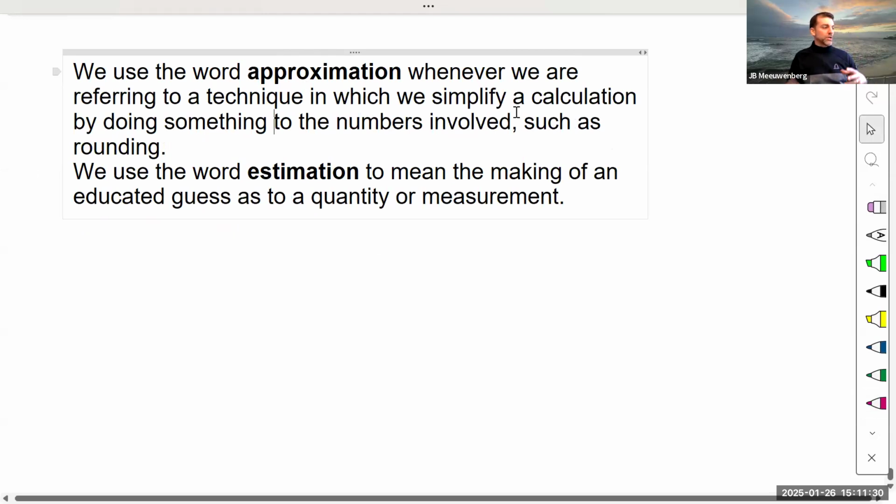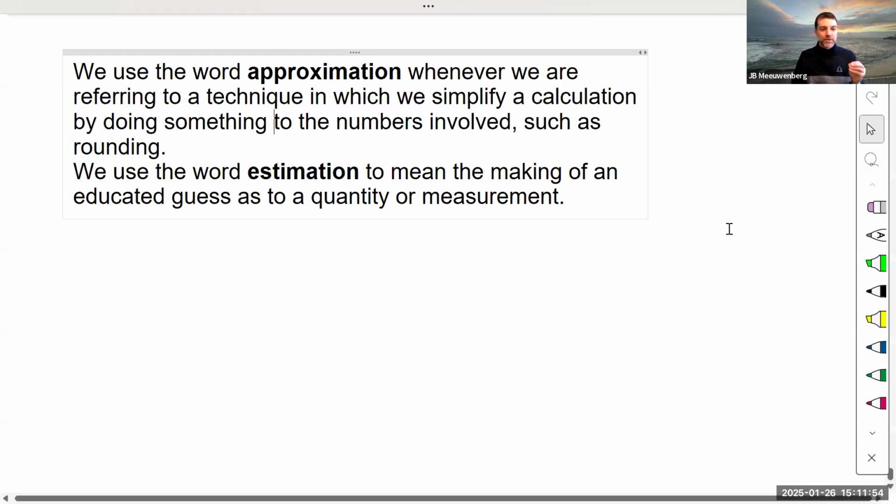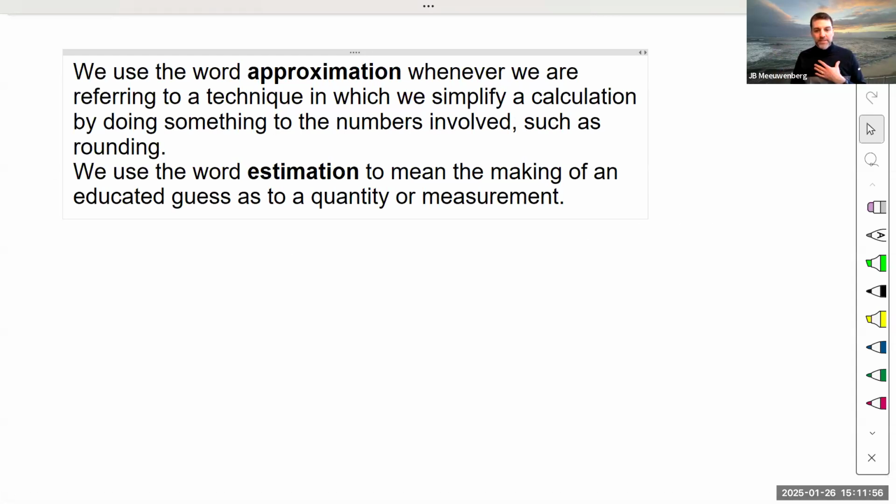So we use the word approximation when we're referring to a technique in which we simplify a calculation by doing something to the numbers involved, such as rounding. So it's really simplifying the calculation. We use the word estimation to mean the making of an educated guess as to a quantity or measurement. So those are somewhat different as far as what they do and their purposes.